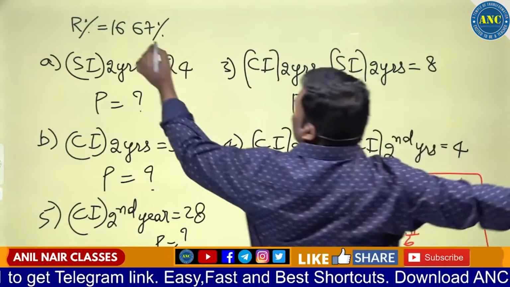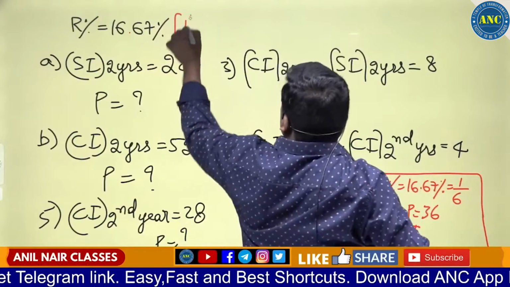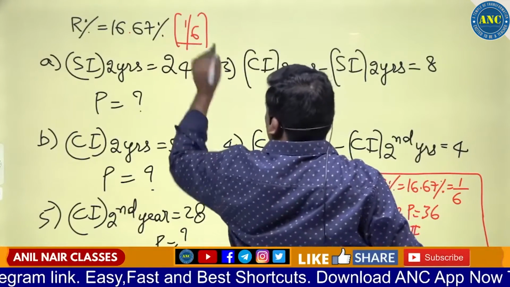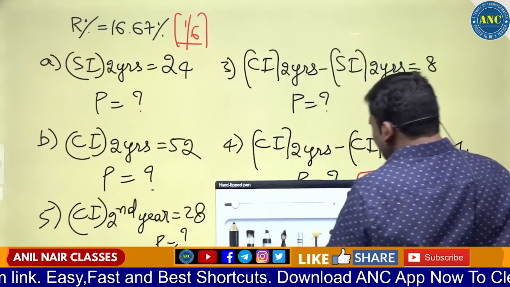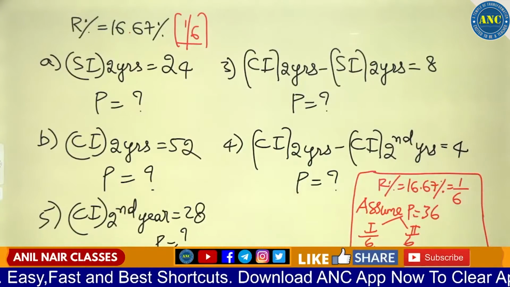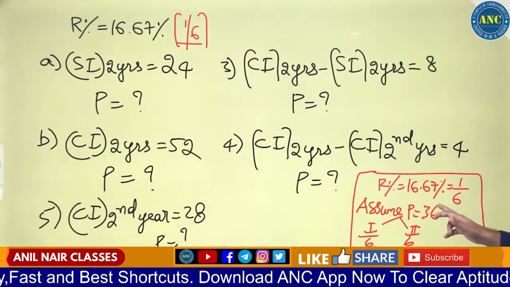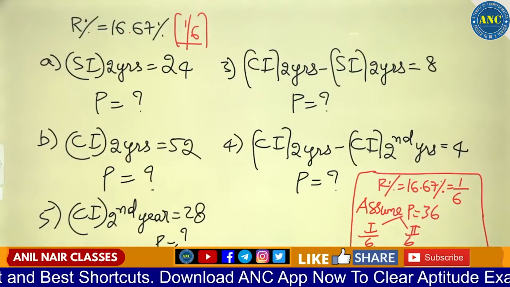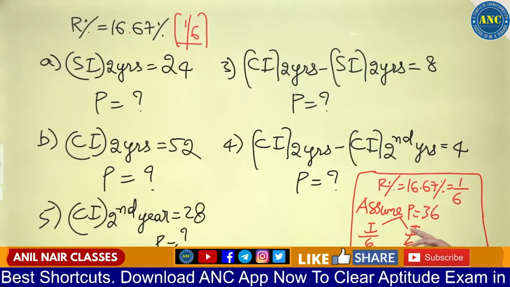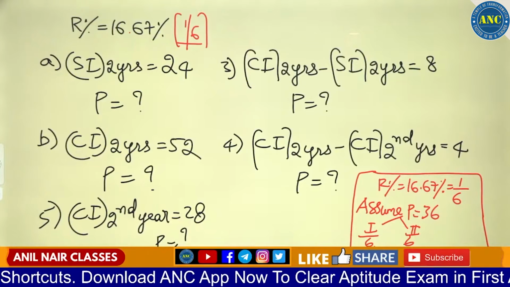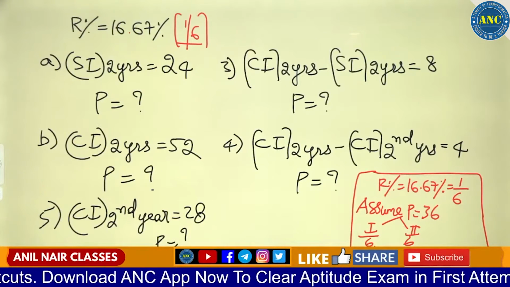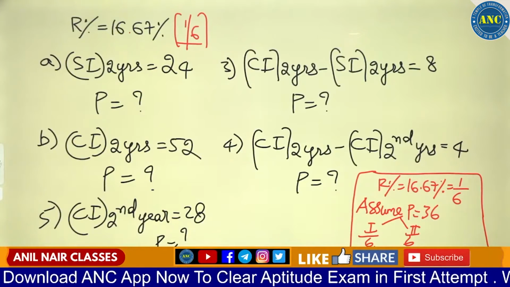16.67, in the previous class we discussed how to convert fractions into percentage. Assume principal is denominator power k, 36. 1/6 of 36, 6. 1/6 of 6, it is 1. One by one we will discuss.